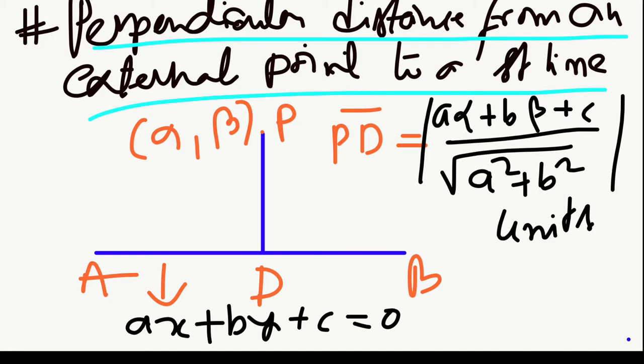to some straight line from an external point. Let the external point be P, the straight line here be AB, and the foot of the perpendicular be D. Now we have to find the length of PD. So the formula is, let the coordinates of P be (alpha, beta), and the equation of the straight line be ax plus by plus c equals 0. Then PD equals modulus of (a alpha plus b beta plus c) divided by the square root of (a square plus b square).